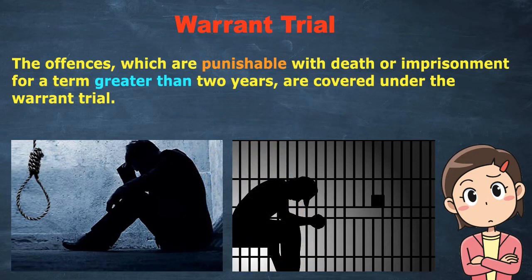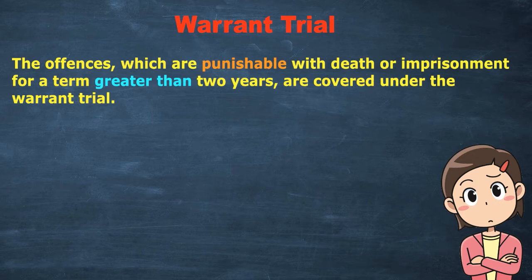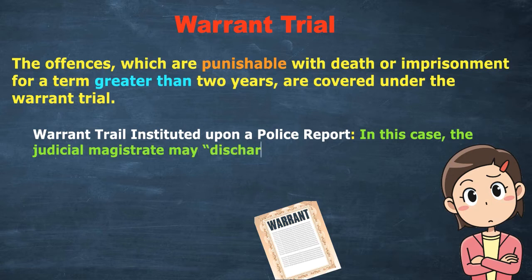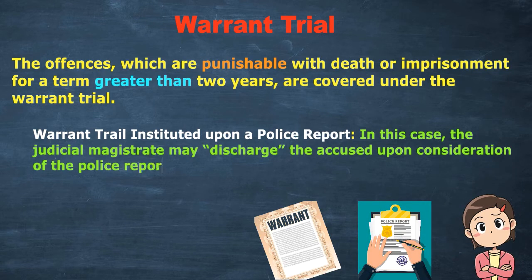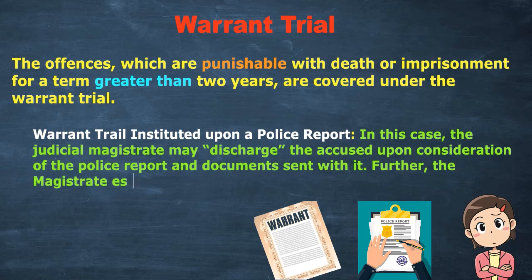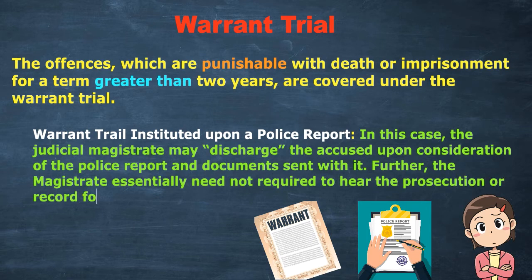The Criminal Procedure Code classifies the warrant trial into two categories. This is another interesting fact. The first category is warrant trial instituted upon a police report. In this case, the judicial magistrate may discharge the accused upon consideration of the police report and documents sent with it. Further, the magistrate is not required to hear the prosecution or record further evidence.